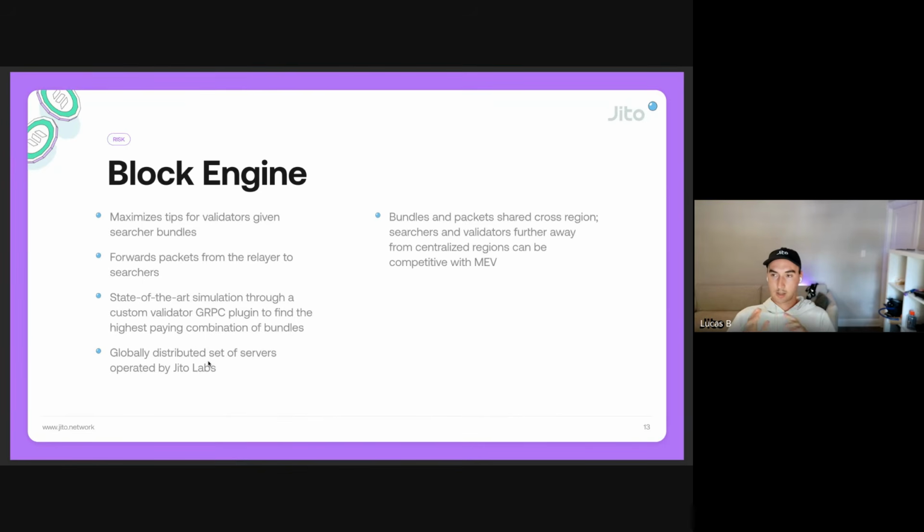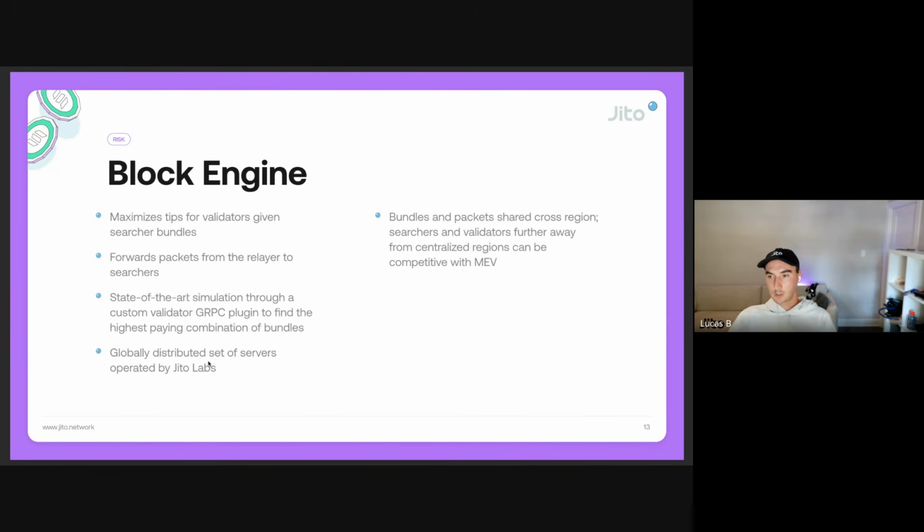Our block engine is similar-ish to that. There are some differences. I don't think they matter enough to go over on this call. Essentially, the goal of the block engine is to connect validators and searchers and maximize the tips for validators for a set of searcher bundles.